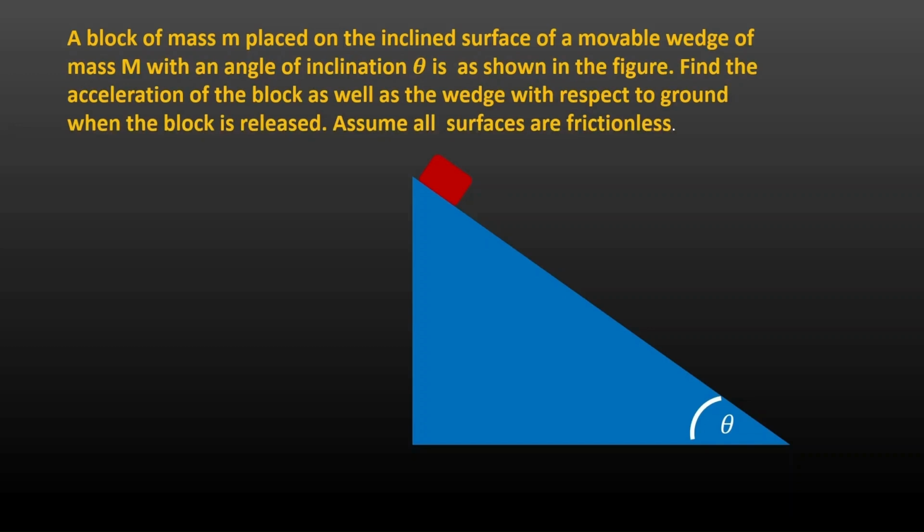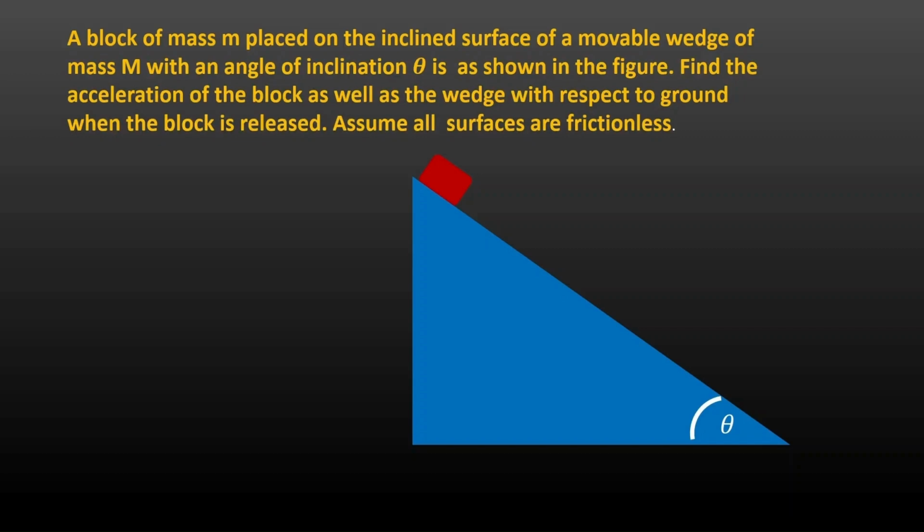Let's have a look at the amazing question taken from laws of motion. A block of mass m placed on the inclined surface of a movable wedge of mass capital M with an angle of inclination theta is as shown in the figure. Find the acceleration of the block as well as the wedge with respect to the ground when the block is released. Assume all the surfaces are frictionless.